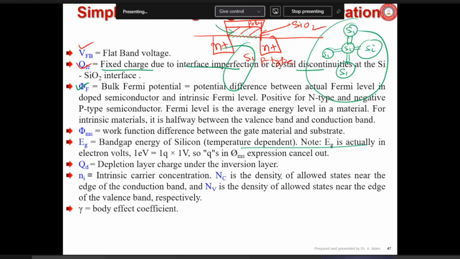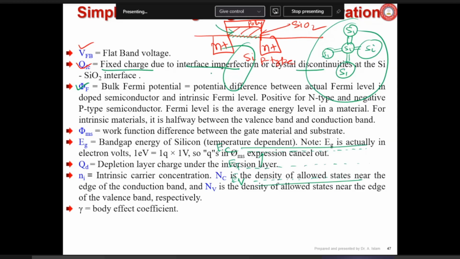Fermi level, where is it? In intrinsic material, the Fermi level will be more or less in the middle of the energy gap, between the valence band EV and conduction band EC. Okay, it will be more or less at the center. If it is doped with pentavalent atoms, where will the Fermi level go? It will move up, somewhere underneath the conduction band. If it is P-type, doped with trivalent atoms, it will move towards the valence band, isn't it?